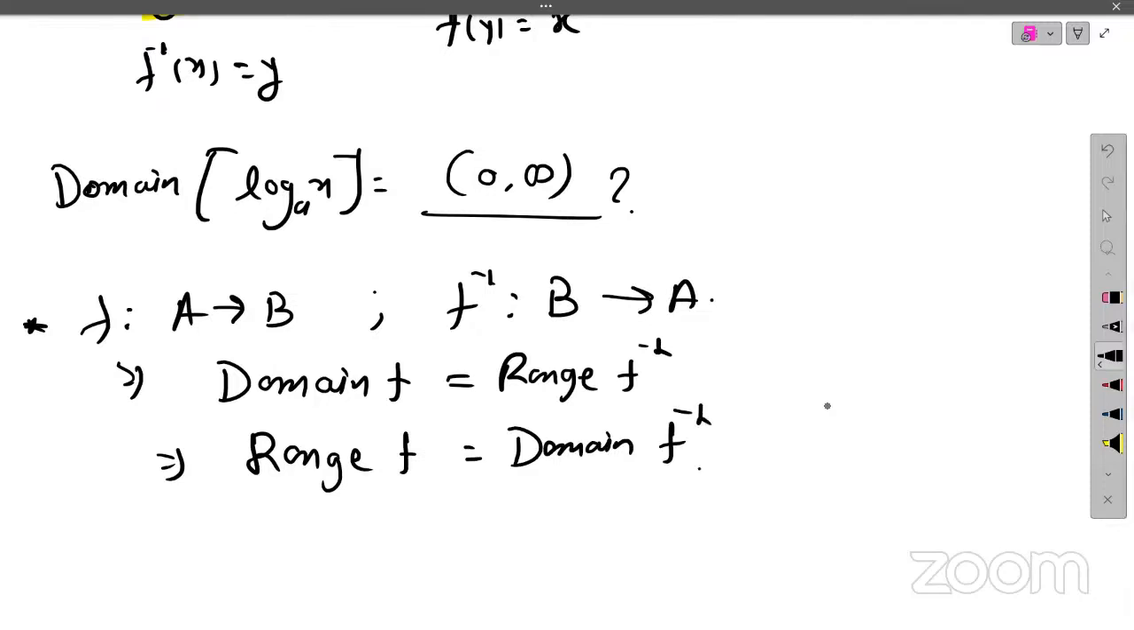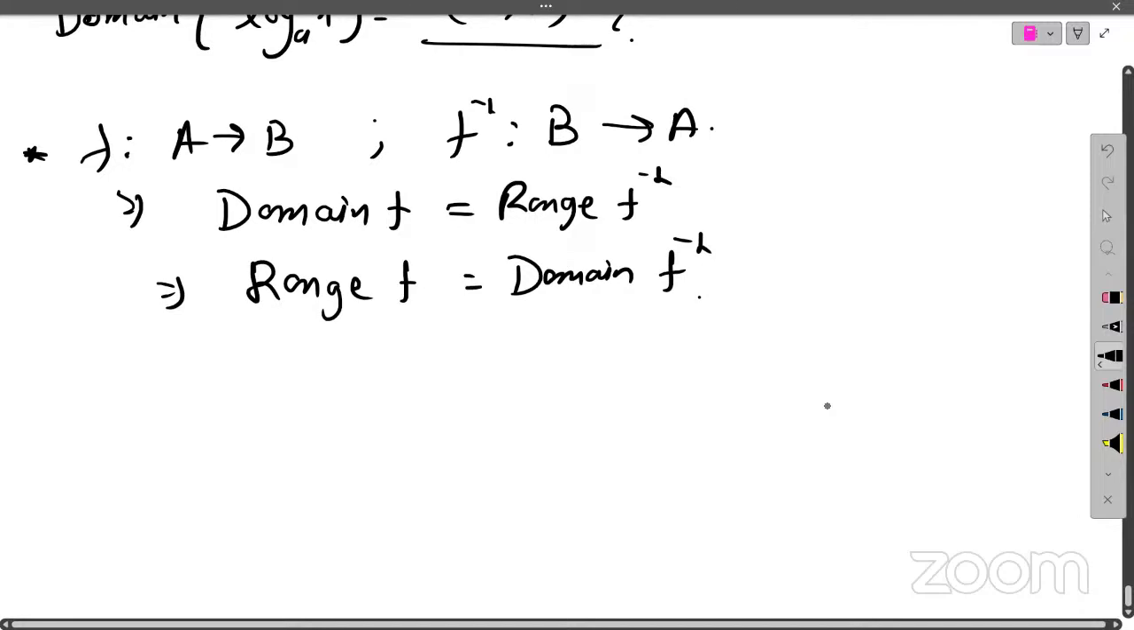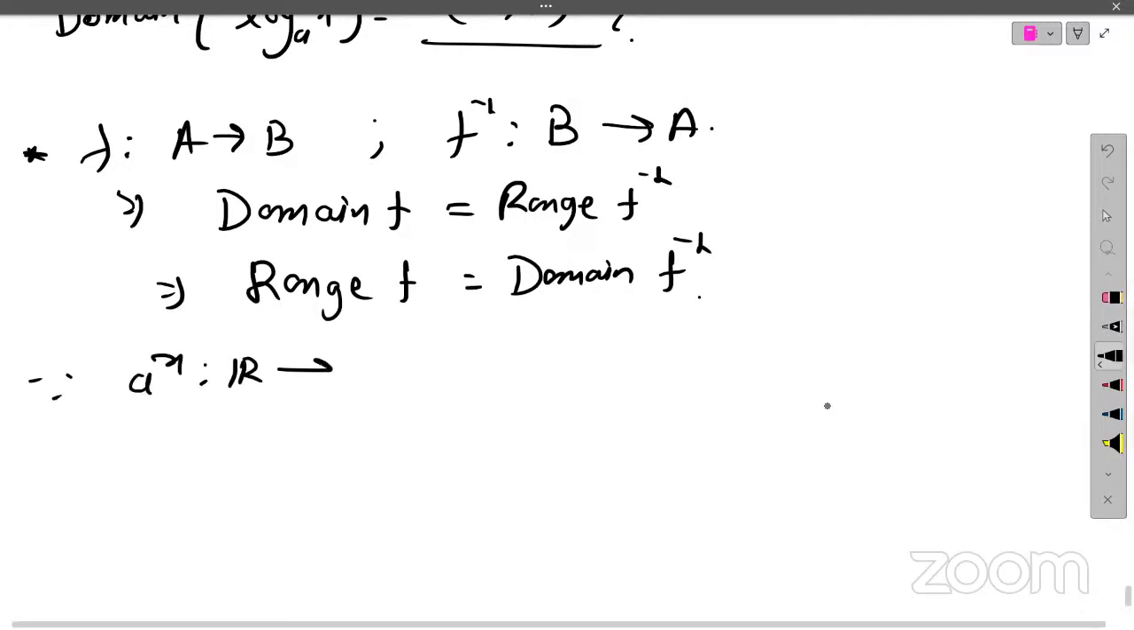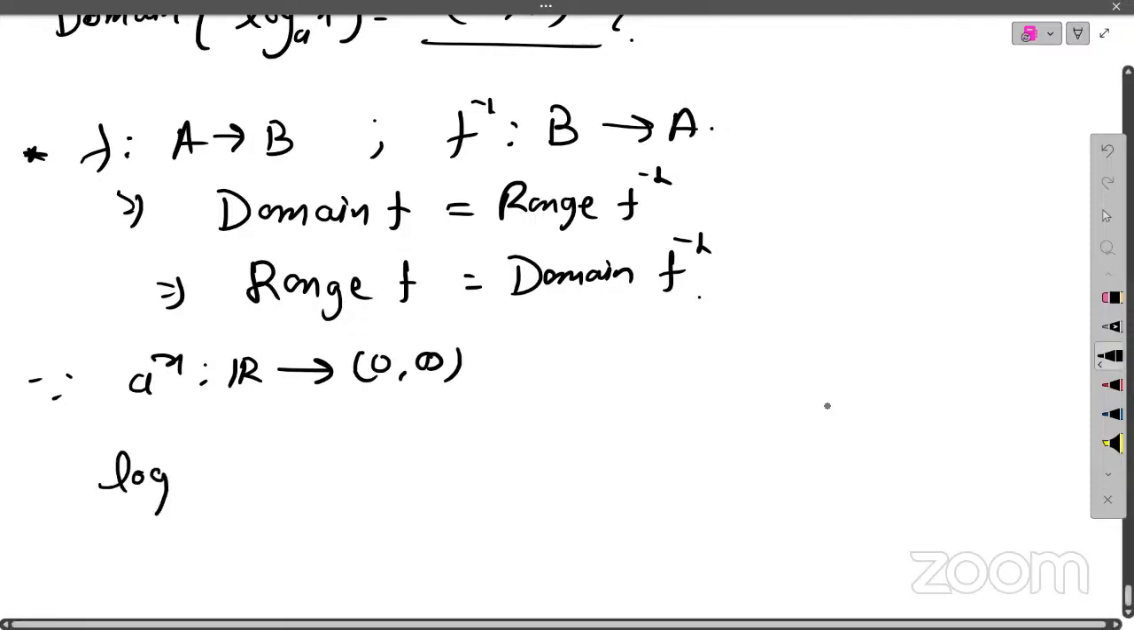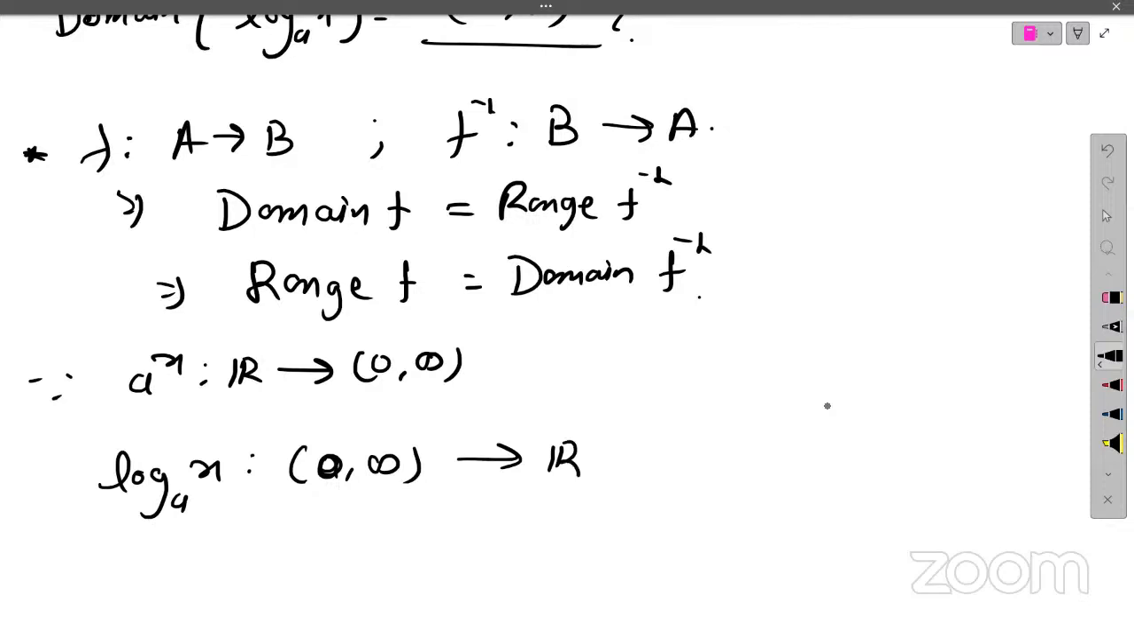Same thing, since we are defining log to be the inverse function of a to the power x. Since a to the power x is a function from the real numbers to the open interval 0 to infinity, and log is its inverse, that's why log base a of x is a function from the open interval 0 to infinity to the whole real numbers. Okay, is that fine?